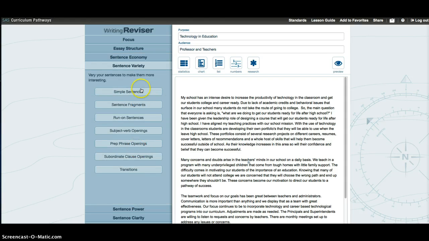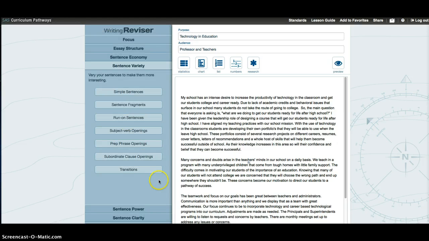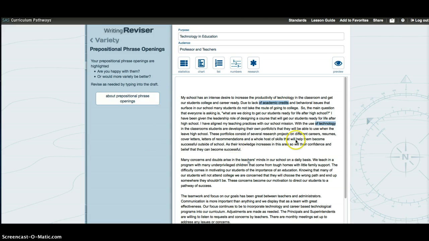Sentence variety, take a look here. Simple sentences, sentence fragments. Okay, just gives you a little information on that. Prepositional phrase openings. Alright, due to lack of academic credits, that's an area, probably a sentence I need to fix because that sentence keeps popping up. And here's another one with the use of technology in the classrooms. Might be a phrase that I might want to change as well. Okay.